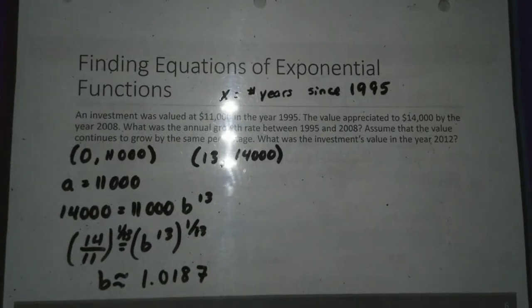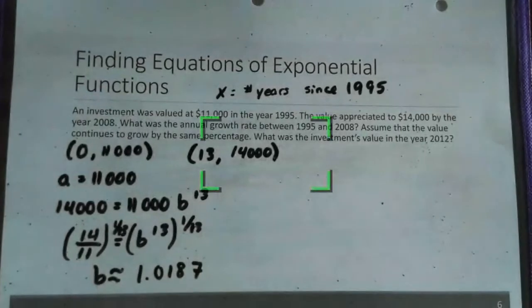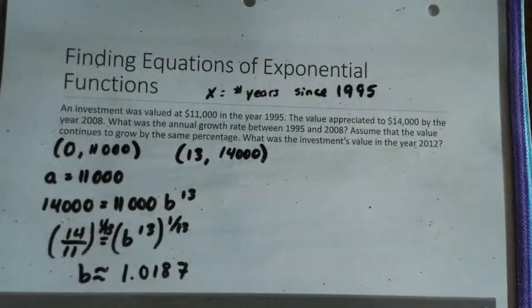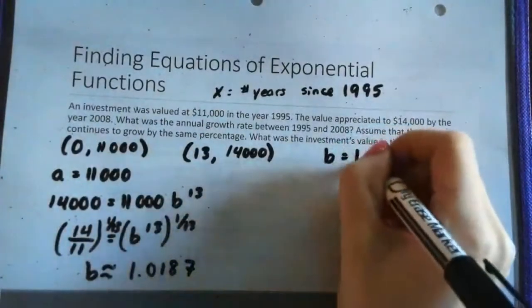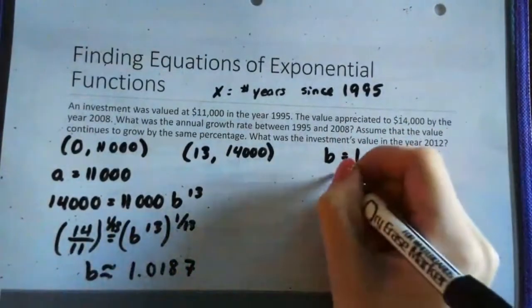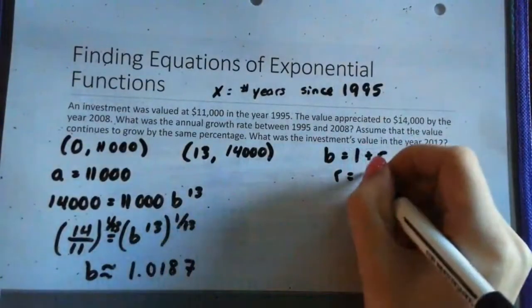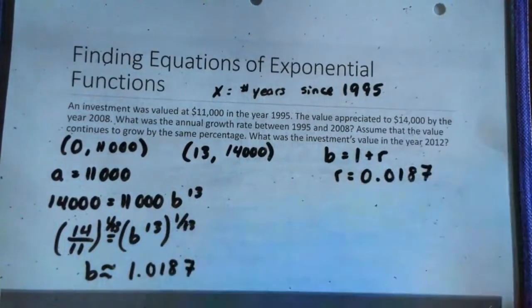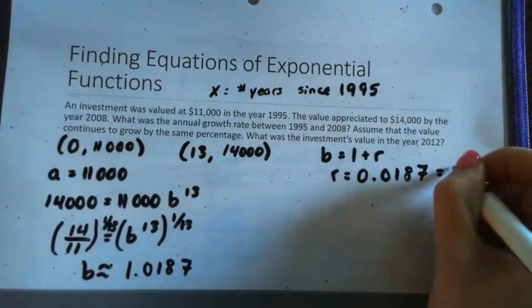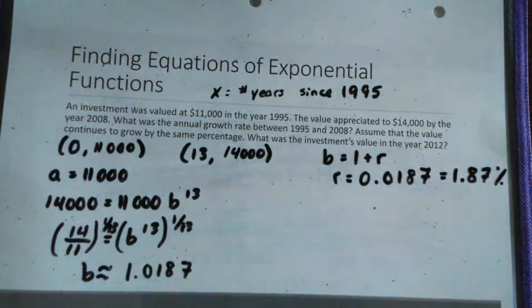The question asked us for the percentage growth rate that we experienced. This is the growth multiplier. Remember that b is equal to 1 plus r. So if I want to find the actual rate itself, I need to subtract 1 from this. That'll be about 0.0187, which as a percentage is 1.87%.